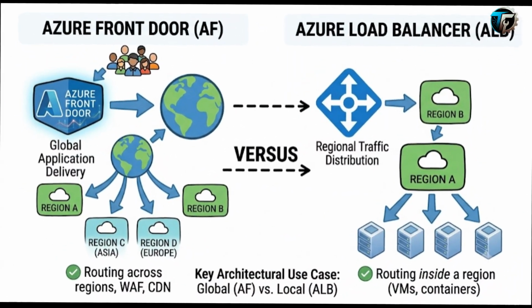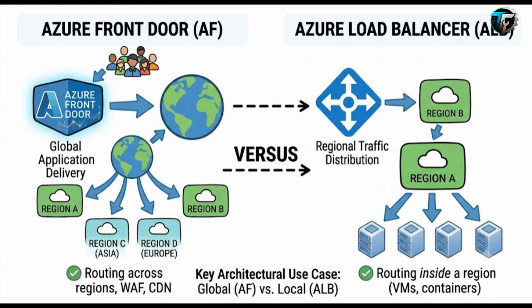Here's an important interview and architecture question. What's the difference between Azure Front Door and Azure Load Balancer? Load Balancer is primarily designed for distributing traffic within a regional architecture. Front Door operates at a global application entry point. So think: Load Balancer, regional traffic distribution; Front Door, global application delivery and routing. The two can also exist together in the same architecture.